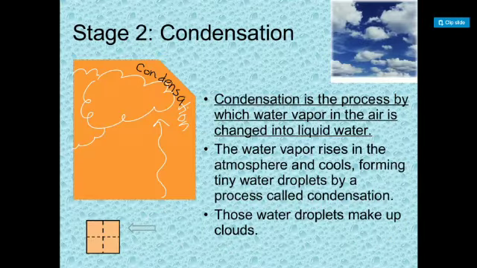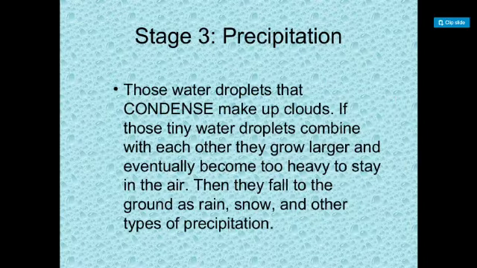Now we will see stage 2 of the water cycle, that is condensation. Condensation is the reverse process of evaporation. Condensation is the process by which the water vapors in the air are changed into liquid water. So the water vapors rise in the atmosphere and cool, forming tiny water droplets by a process called condensation. Those water droplets make up the clouds. Here in the figure you can watch how after evaporation the waters are changing into the form of clouds.